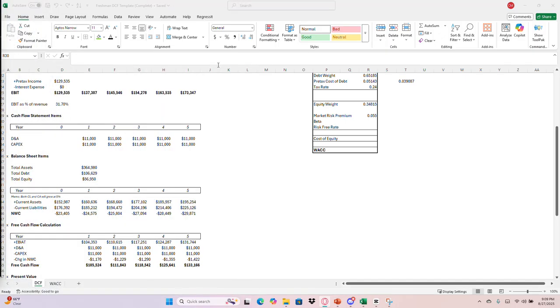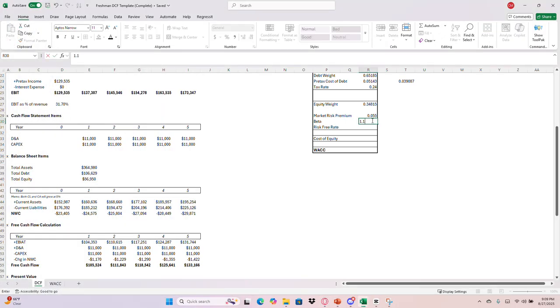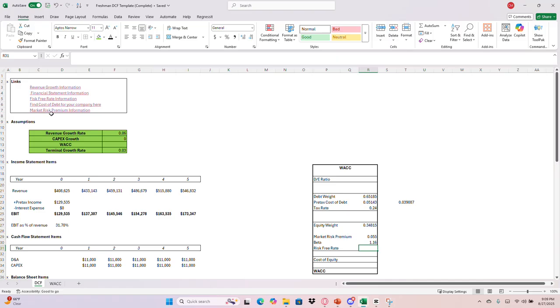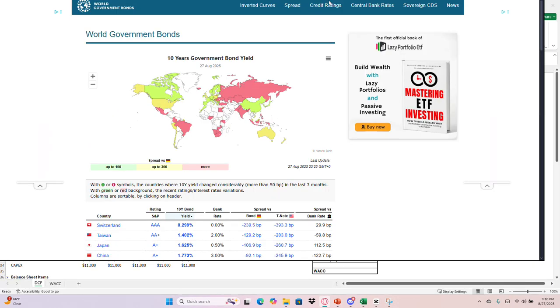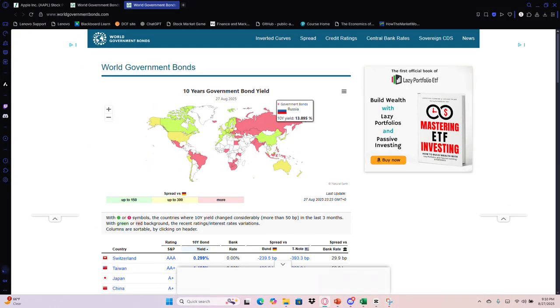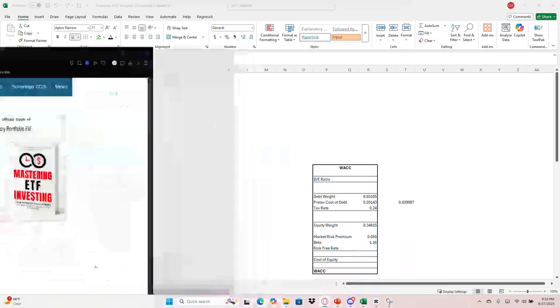So we'll put the beta in, and we'll get 1.16, and from there we have to find the risk-free rate, right? And what is the risk-free rate? Well, the risk-free rate is found through that link that I just clicked on, and you're going to be brought to this website, and you're just going to want to hover over the USA, right? And you're going to see that we get a 4.232%, and that's going to be our risk-free rate.